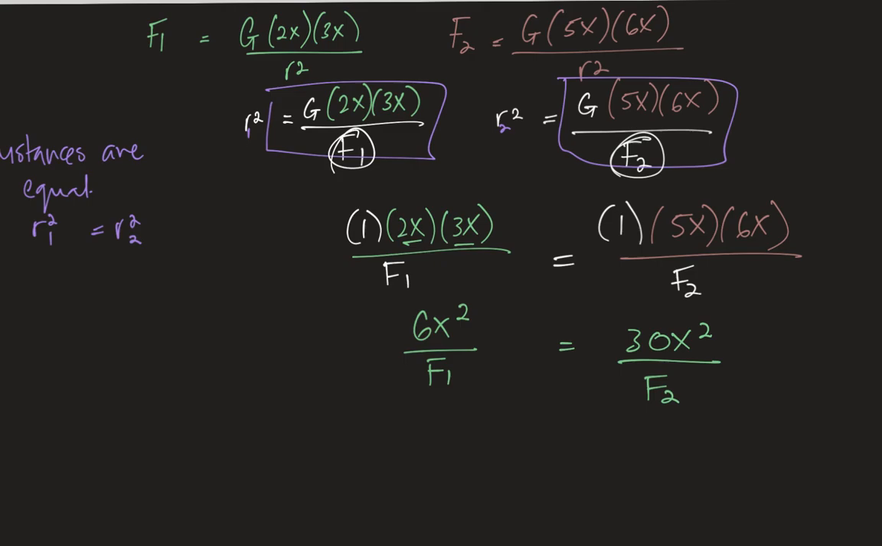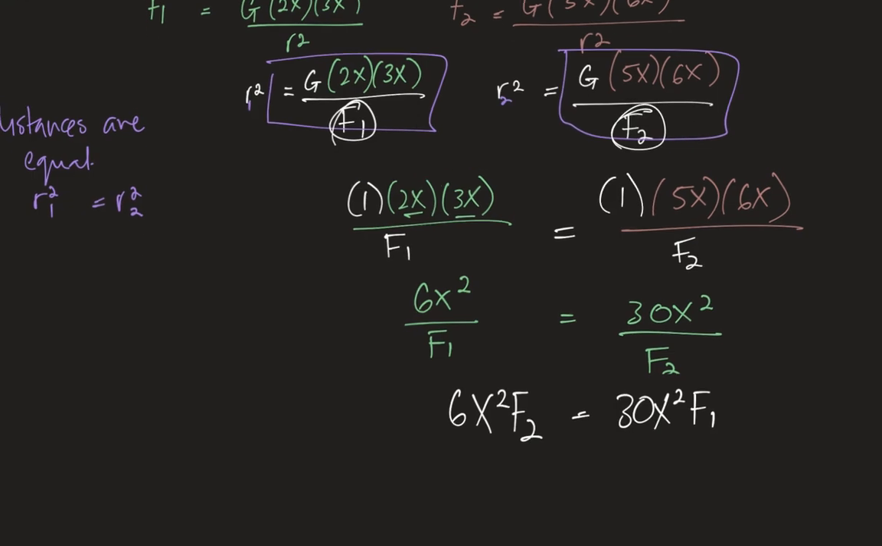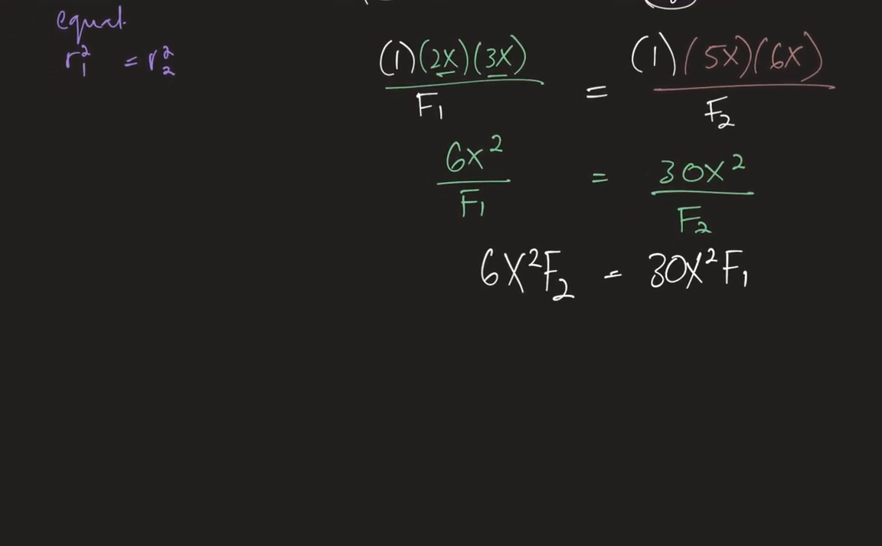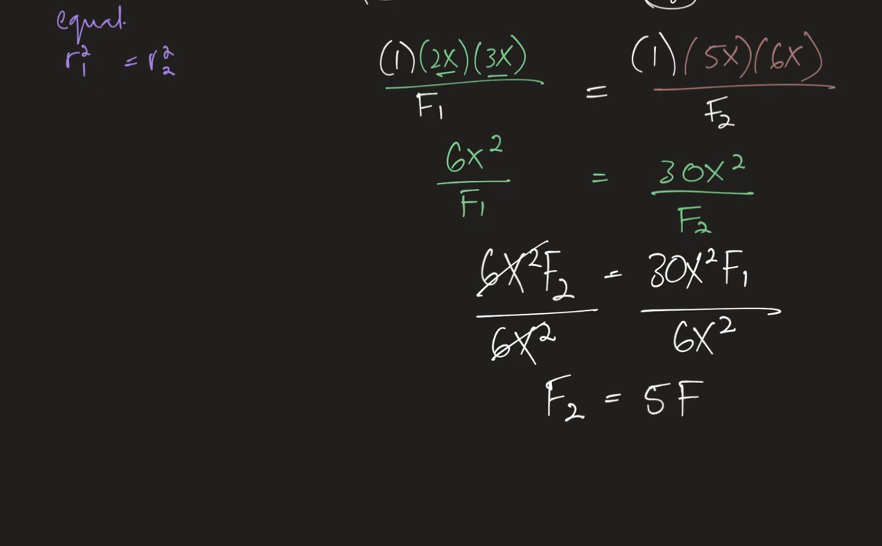Now I need to simplify this. And so we do basic math, cross multiply. I'm going to end up at 6x squared f2 is equal to 30x squared f1. Right, I can simplify both sides. The best way is to divide both sides by 6x squared. And now I've got f2 is equal to 5f1. All right, so there's my answer.